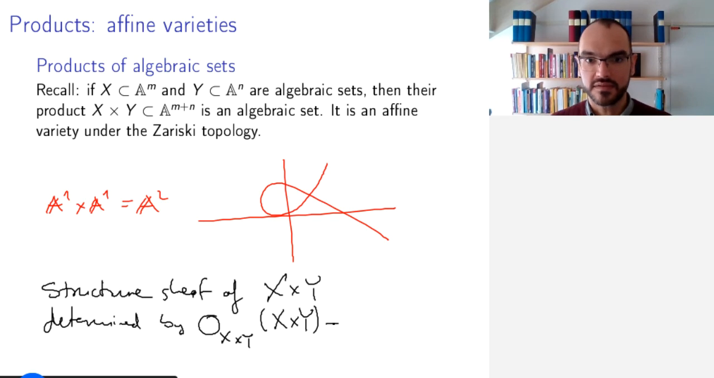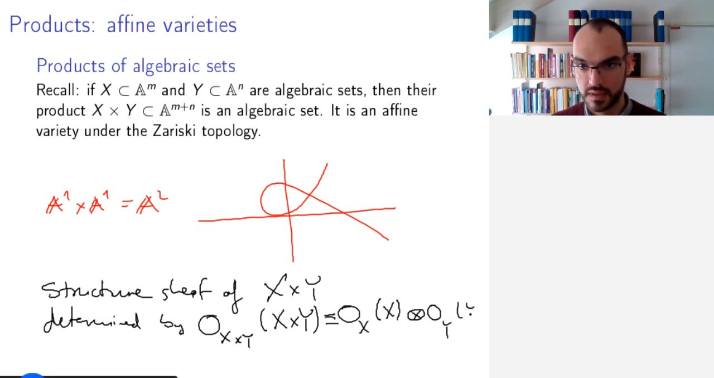And it turns out, this is an exercise for you to show that this is the tensor product of the two coordinate algebras. And this defines the structure sheaf of the affine variety. It is not so important now for us that this is the tensor product, but just to note that indeed X times Y, defined in this fashion, is an affine variety with a proper structure sheaf.